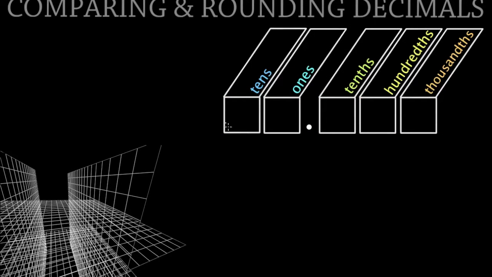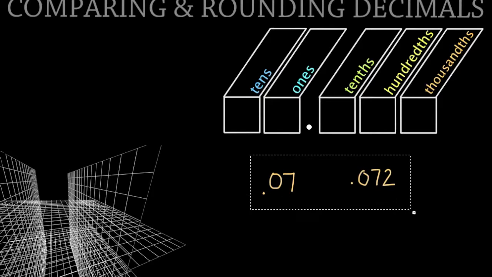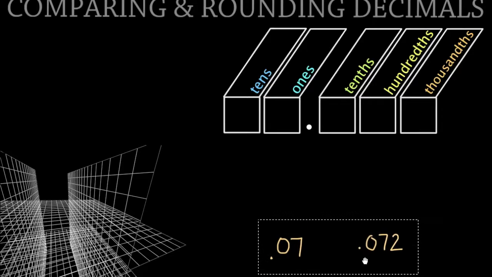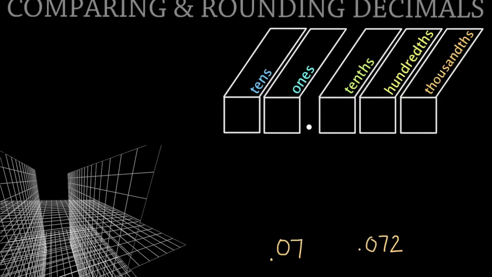Sometimes your numbers will look very similar, and it'll help to have a place value chart like this to put your numbers into to compare them. For example, if you had 7 hundredths and you were comparing it to 72 thousandths, they look real similar. You're trying to figure out which one's bigger. What you would do is put them into your place value chart. I'm going to put them underneath my place value chart so we can still see them.